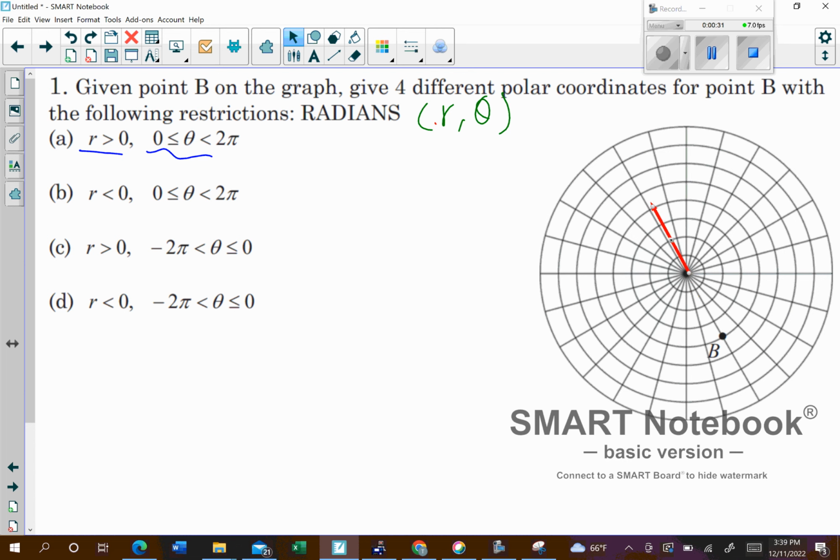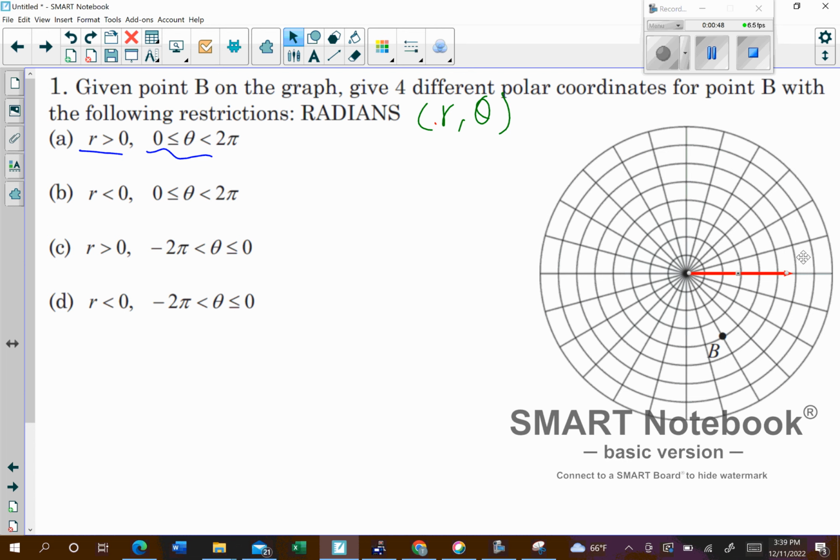distance. Sometimes r can be negative, and if it's negative, you just go in the opposite direction once you get to your angle. If the r value is negative, then you actually just flip around and do a 180. On this first one, though, our r value is positive and our angle is positive within that single rotation.